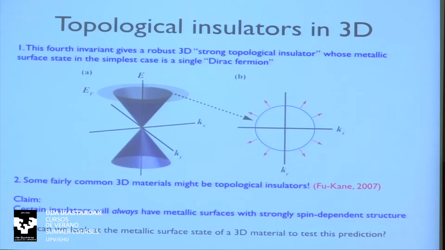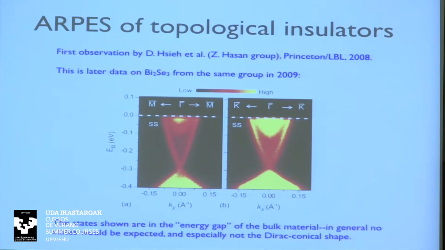And this is something you can look for in photo emission, and as was already shown by Claudia, it was seen even in old materials like bismuth selenide, where people thought for 50 years that they understood this material, and it was an insulator with a band gap from here to there, and then you look in photo emission and you see that there are states in that gap, and those states even look like the Dirac cone.